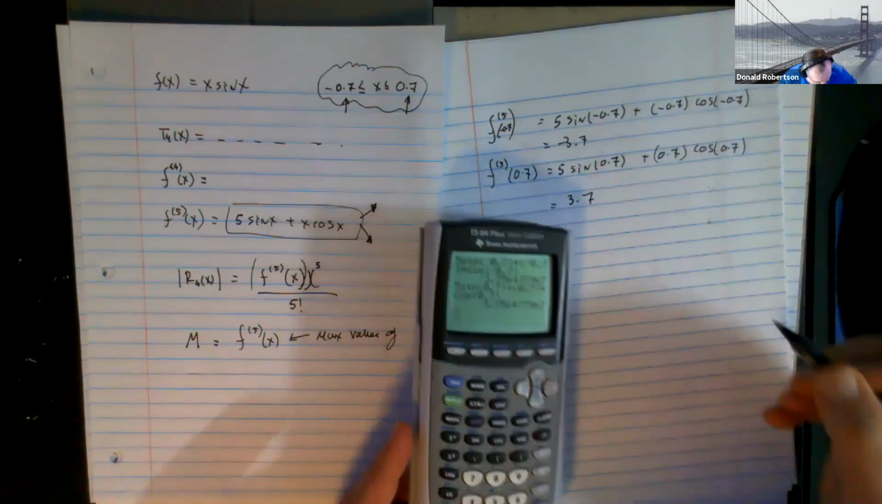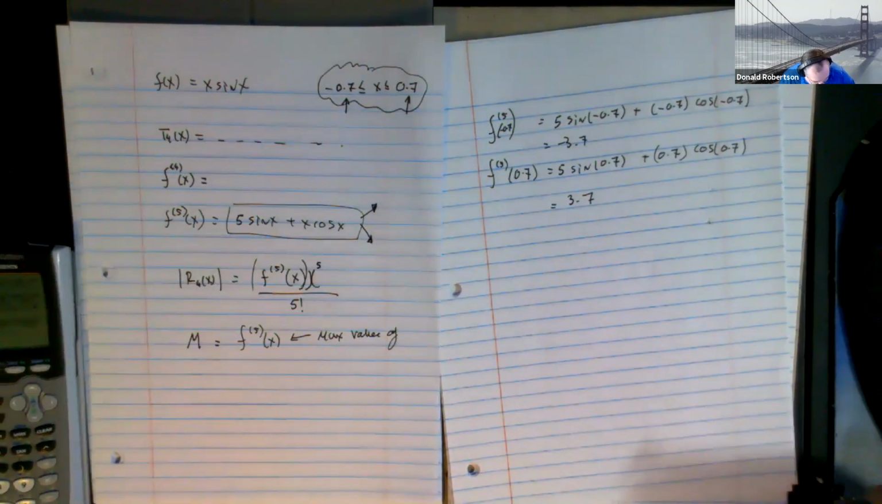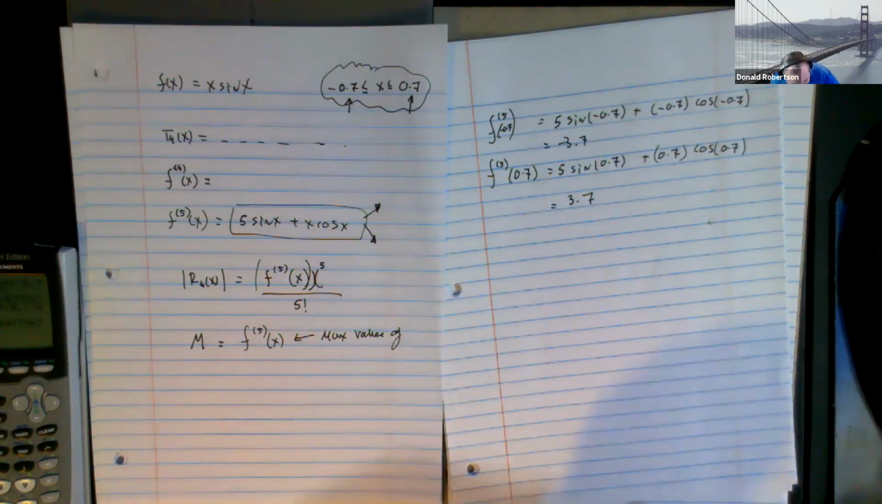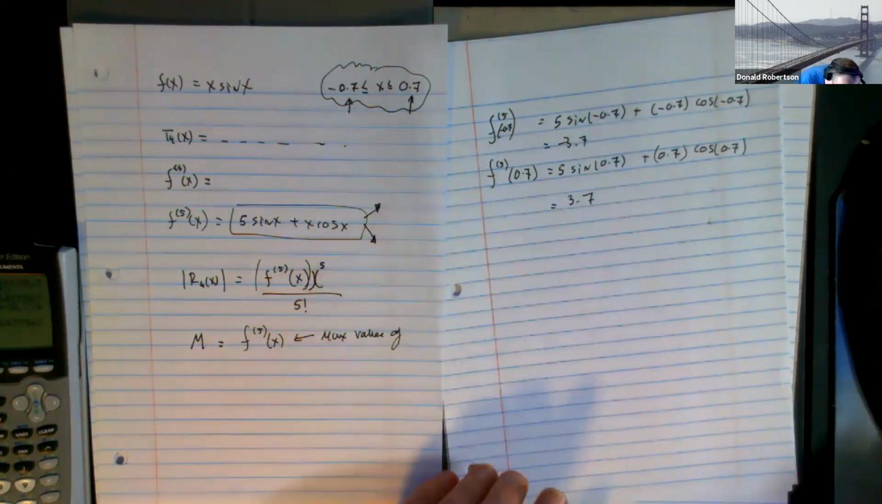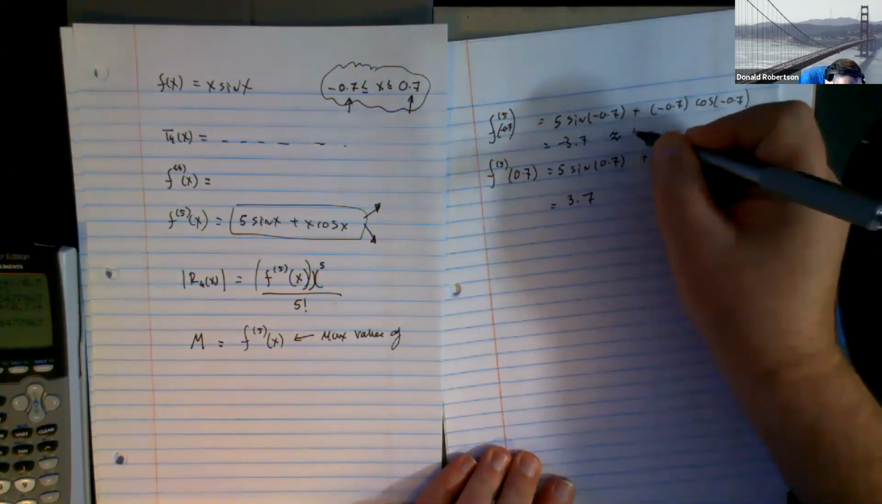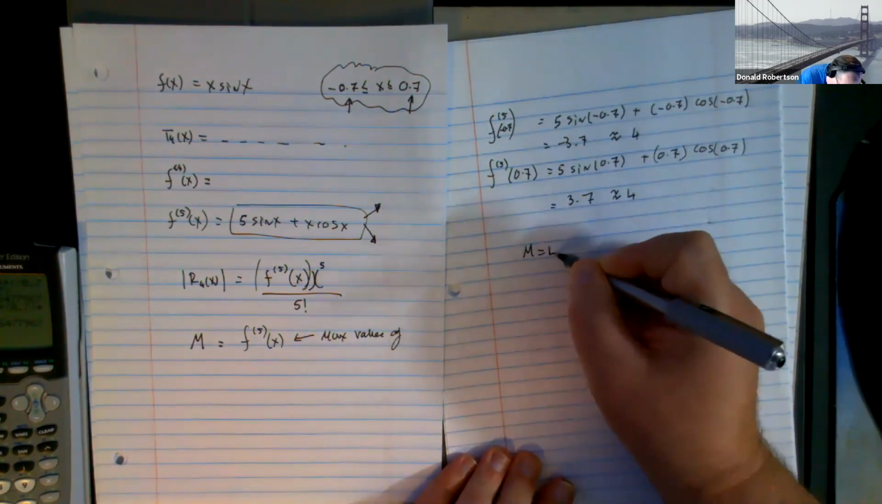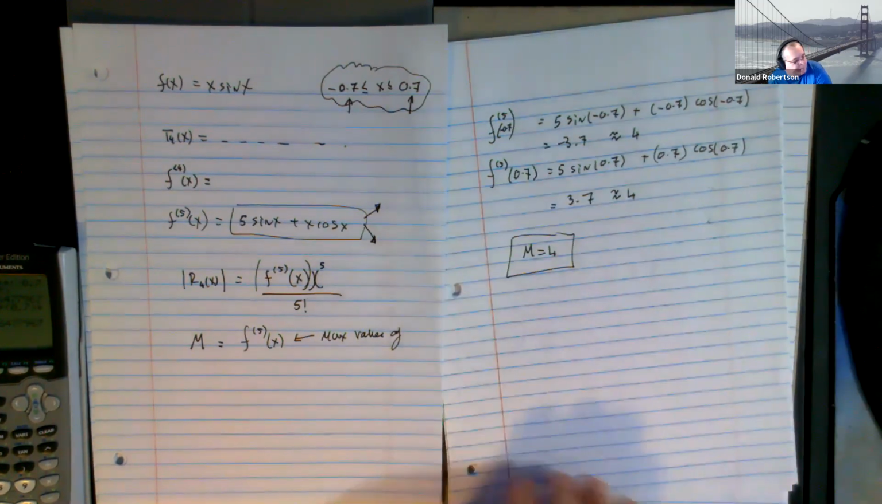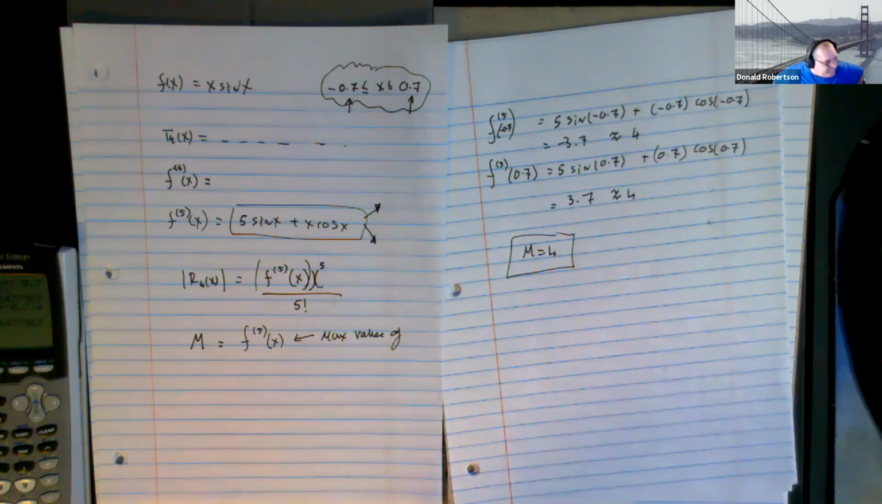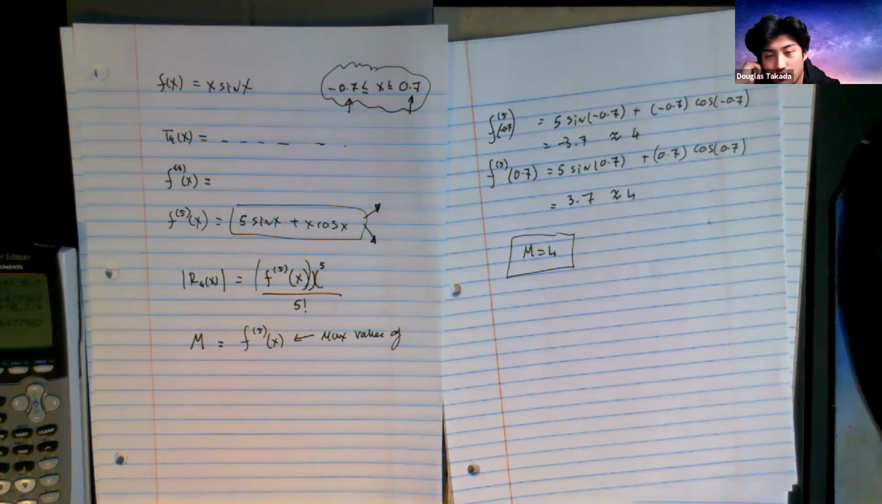Now, when we talk about maximum value, we're talking about absolute value. Since these are both the same, would you agree that the answer we're going to use is 4? So M is 4. Okay. The nearest whole number. Does that help? Yeah, it does.